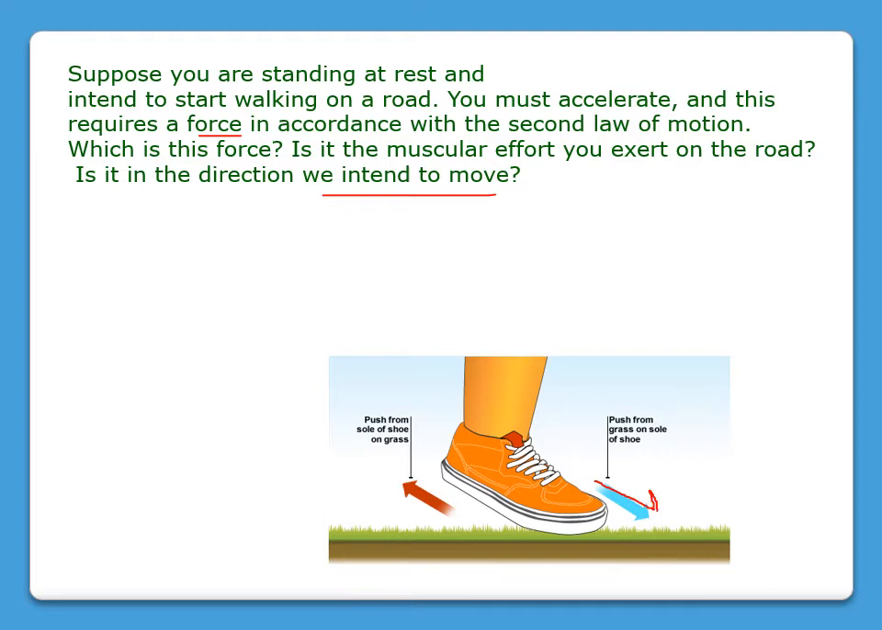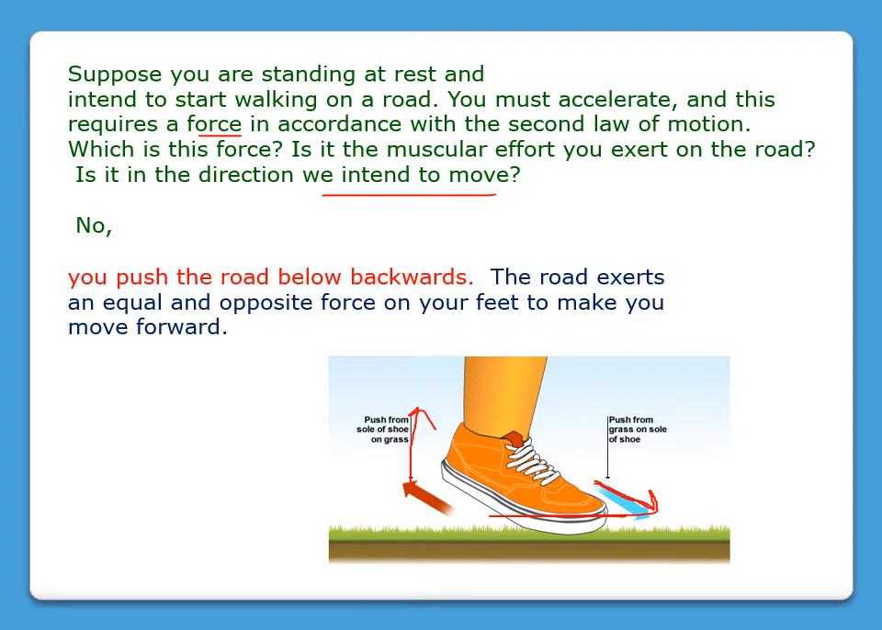If we apply the force in this direction, there is a push from the grass on the sole of the shoe, and here there is a push from the sole of the shoe on the grass. So these both forces are in opposite directions. You push the road below backward and the road exerts an equal and opposite force on your feet, and that makes you move forward. So this is an example of the third law of motion, and it proves that action and reaction are there but in opposite directions.